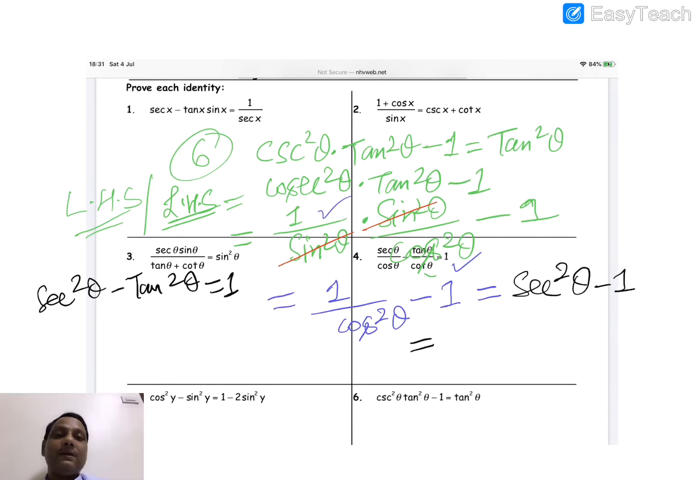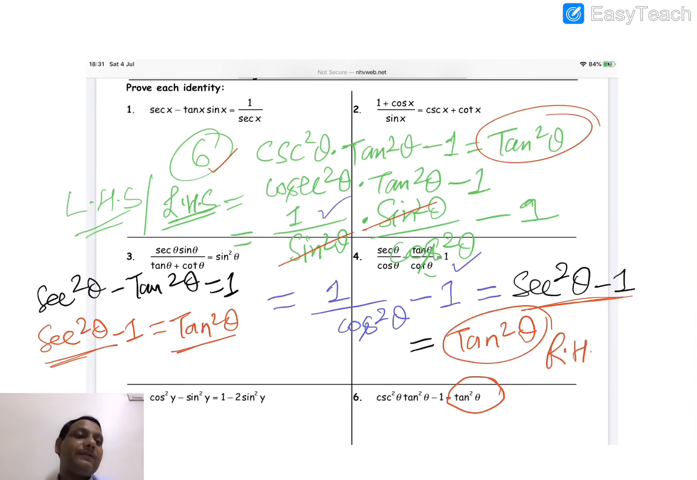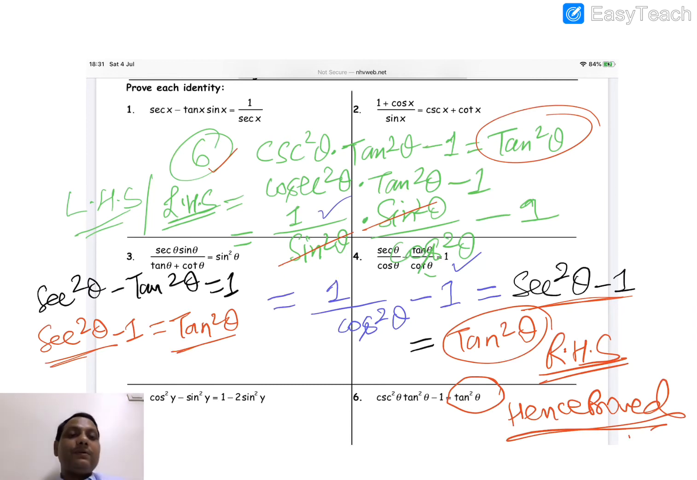So here sec square theta minus 1 is equal to tan square theta. You are seeing this is equal to this, so we come here and we can say sec square theta minus 1 is equal to tan square theta, and you wanted to prove that in your question number 6. So practically it's proved here, and this is your right hand side, or you can write hence proved, as you wish. So this is the whole thing what you have to know.